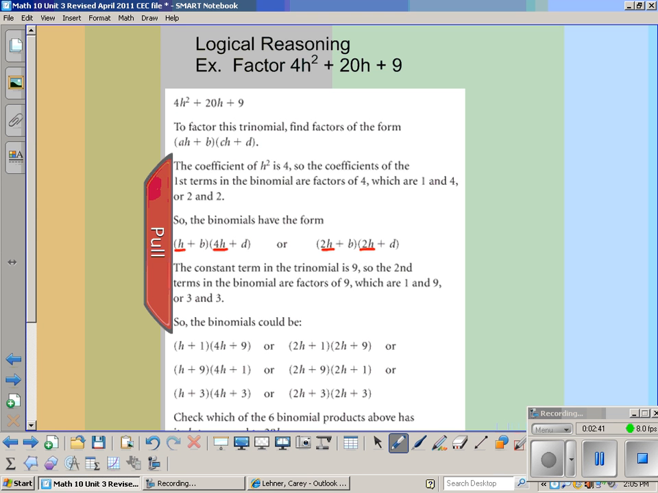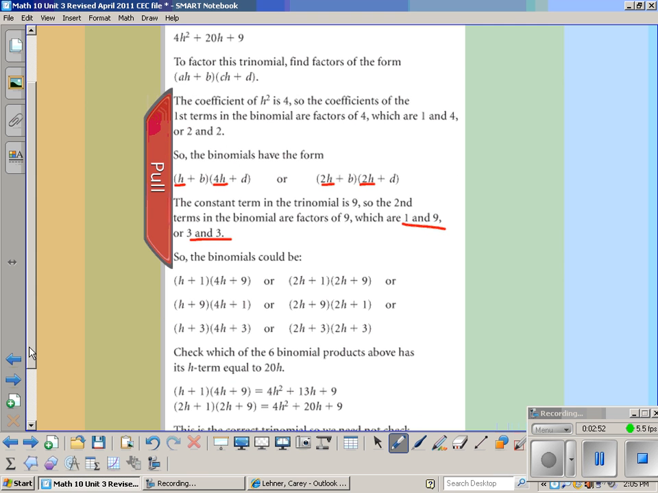So now we look at the constant term, and the constant term was 9. What are your possible factors of 9? 1 and 9, 3 and 3. So now we have to write all the possible combinations. You have to take that h and that 4h, and you have to write all the possible combinations of 1 and 9, so you have to put both orders, and 3 and 3. We have to repeat it each time with the 2h. So you have to put the 1 and the 9, swap the order, and the 3 and the 3. So now, it could be any of these 6 possibilities.